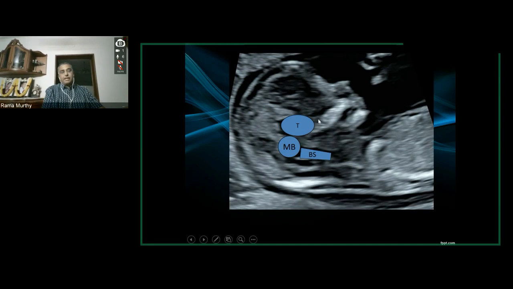This is the midbrain. That is the thalamus. That is the midbrain. That's the thalamus. So the thalamus, the midbrain, the brainstem. That is the IT, or the fourth ventricle. This is the cisterna magna.